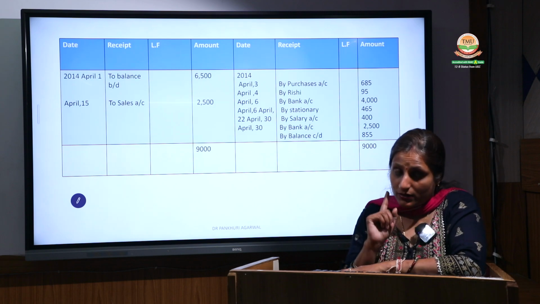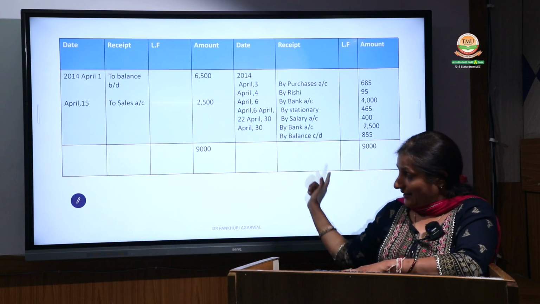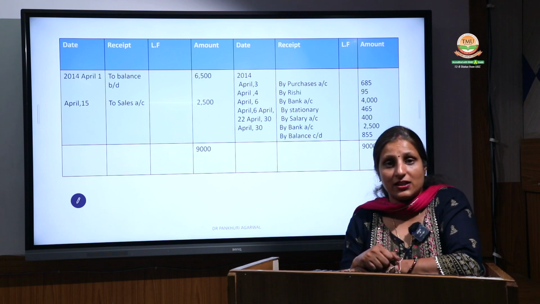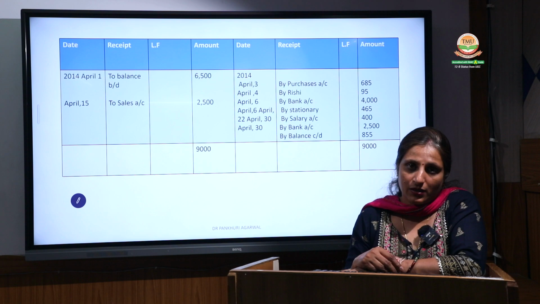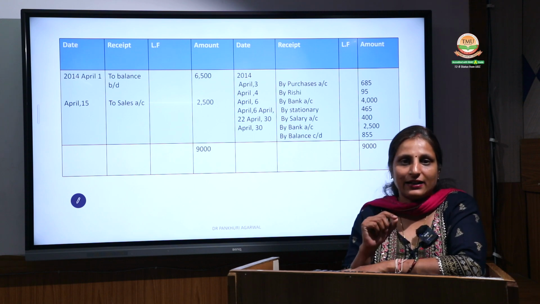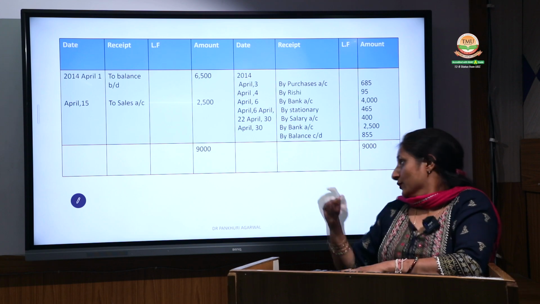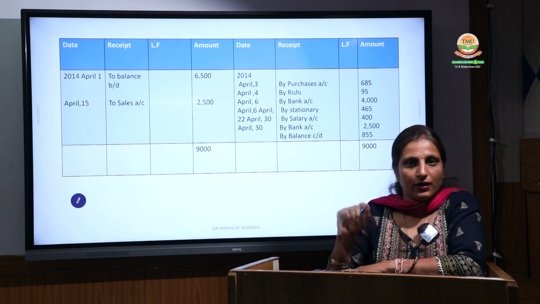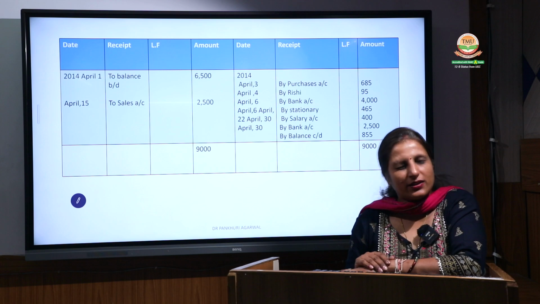You have to just understand these words. There I have written balance brought down, and there I have written carried down. Means when you are bringing down the balance from closing to opening, it will be written as brought down. And when you are balancing the account, it will be written as carried down. So it is written as carried down 855, and both sides become equal. Students, clear with the cash book?